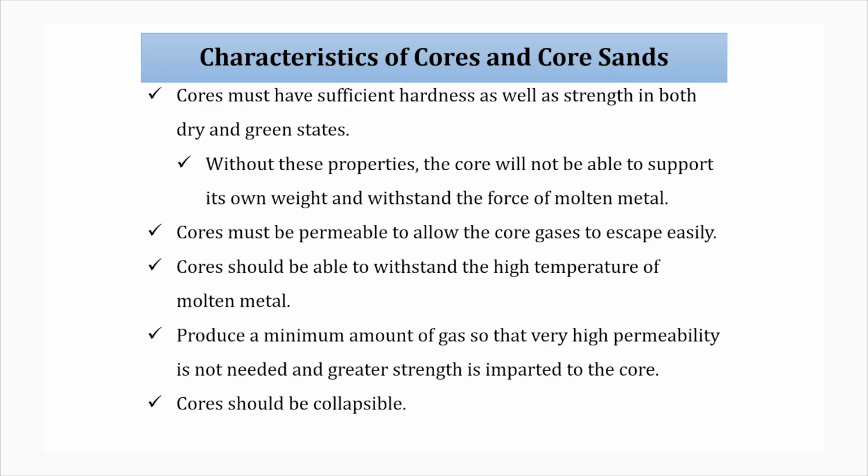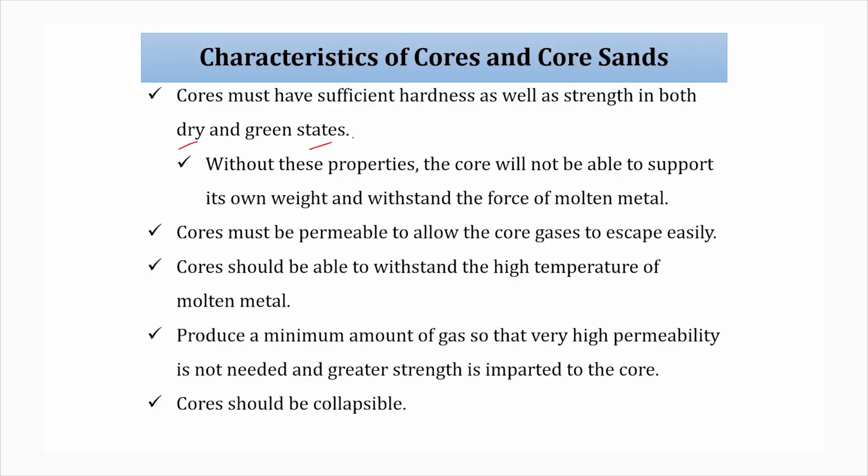Core must have sufficient hardness as well as strength in both dry and green state. Why do you need two strengths? We have discussed this in a previous lecture also. When we are pouring the molten metal at very high temperature, in green sand there is moisture, and the strength should be sustained before the pouring also, otherwise it is so loose that it is going to break and you can't get a hollow product. So you need some green strength to sustain the system.